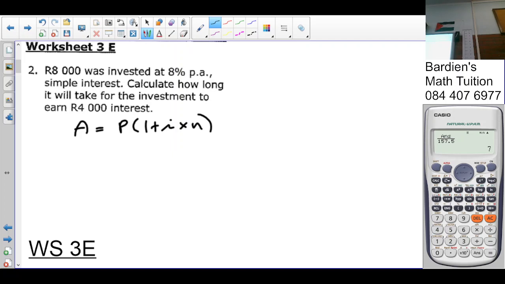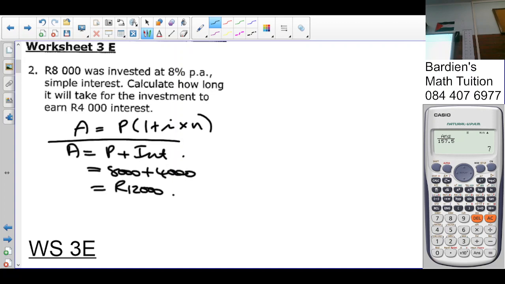What do I do here? What is your A value, your final amount? It says calculate how long it will take, so we're calculating that. How long will it take for the investment to earn 4,000 rand interest? So remember that formula, your A is equal to P plus your interest, not so? So it's going to be 8,000 rand plus your interest, which is 4,000 rand, which is 12,000 rand. Very important to note this. If you didn't do that, make a note of that.